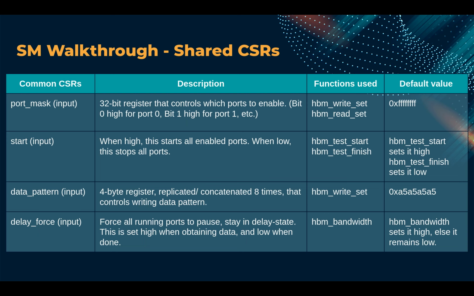The port mask register is a 32-bit signal used by the HBM read set and HBM write set functions to enable whichever ports are desired for reading and writing. The start register starts all enabled ports to read or write at once and disables them all at once. The data pattern register, only used in the HBM write set command, controls what data pattern to write to the HBM. The delay force register forces all running ports to stop in a pause state. This is useful when getting data with the HBM bandwidth function.